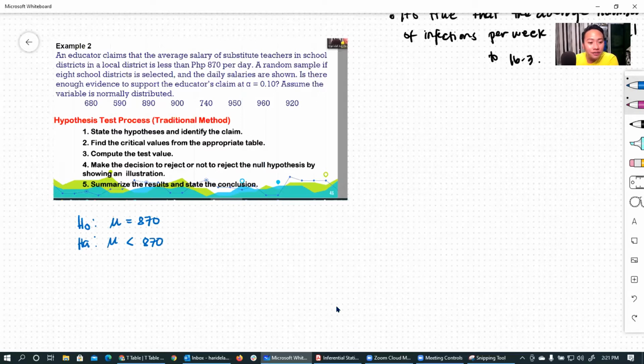So this is our first statement or first step. The second step, guys, is going to be the critical value. So we have a one-tailed test.